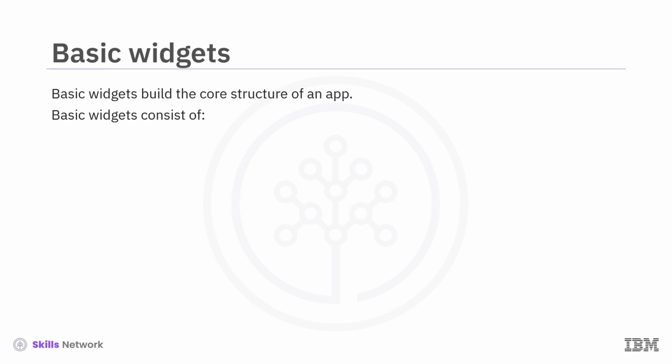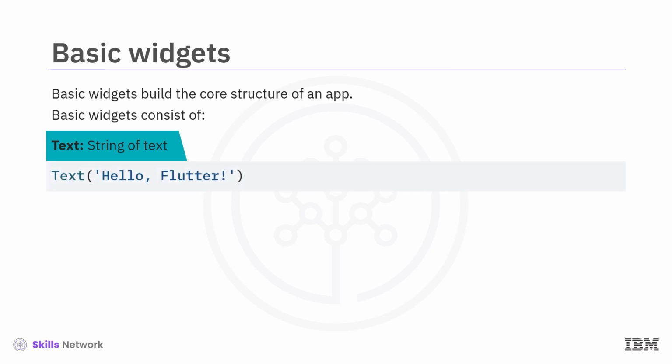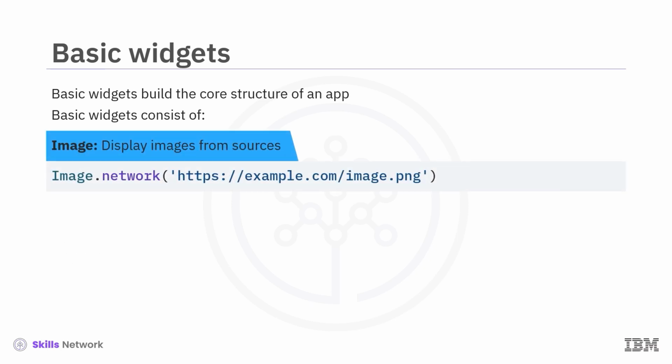Here's an example of how and where they are used. As text: display a string of text. It is used anywhere you need to show text, like headings, labels, or paragraphs. Next, as an image: used to display images from various sources. It is used to show logos, photos, or any visual content.